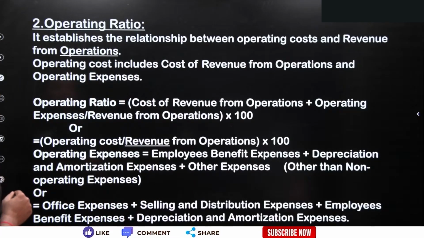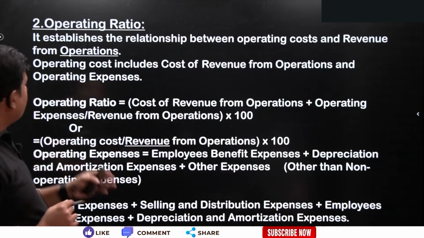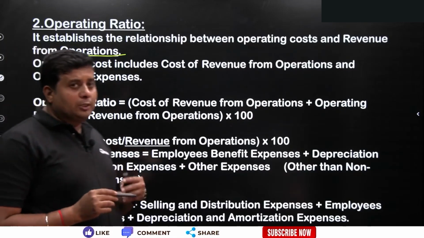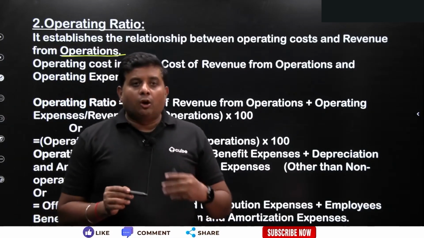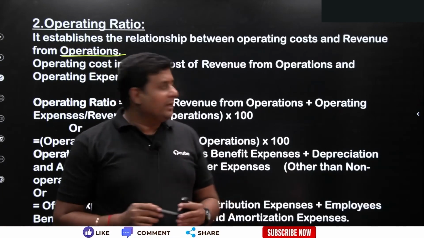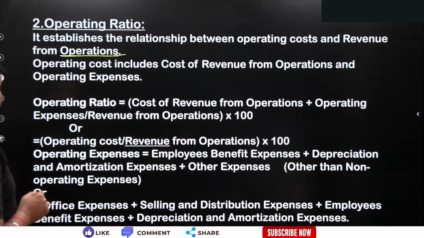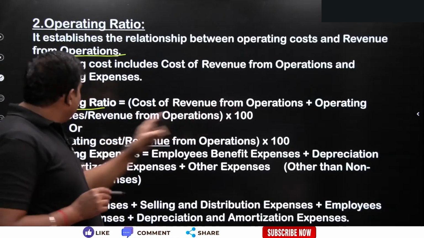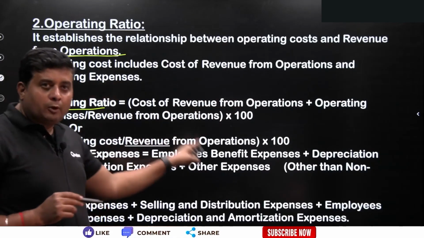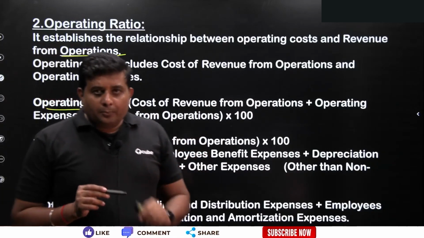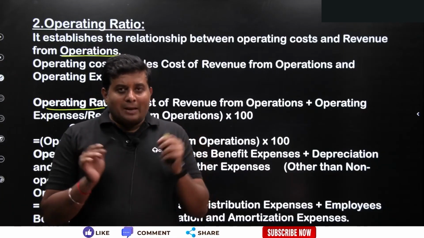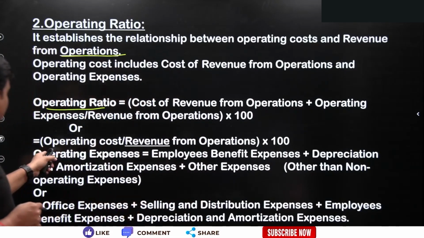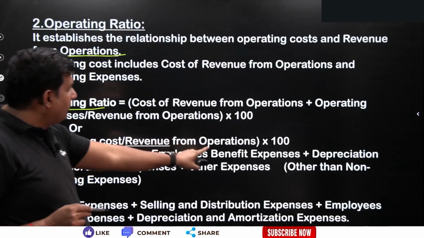Now what is the operating ratio? It is very simple. It establishes the relation between the operating cost and revenue from operation. Whenever I am talking about the operating cost, it includes the office and administrative and selling and distribution expenses. एक बार इसका formula भी देख लेते हैं. So operating ratio का formula is cost of revenue from operation plus operating expenses upon revenue from operation. Cost of revenue from operation और operating expenses को हम combine कर दें तो इसको हम operating cost भी बोल सकते हैं, right? So next formula में हमने करा है operating cost upon revenue from operation.